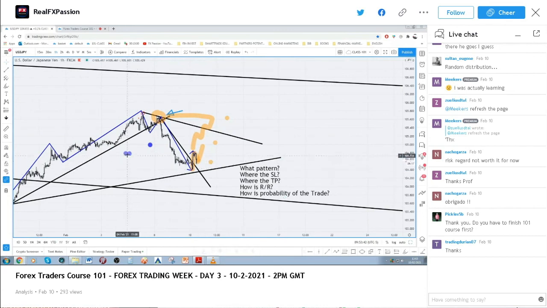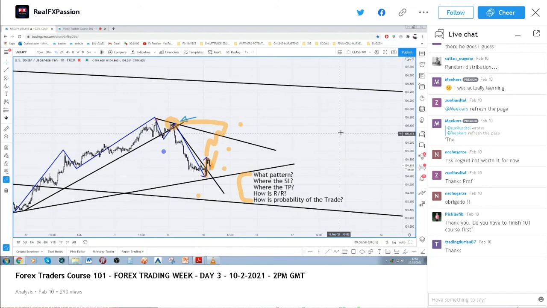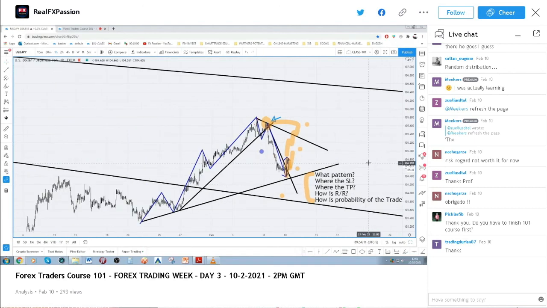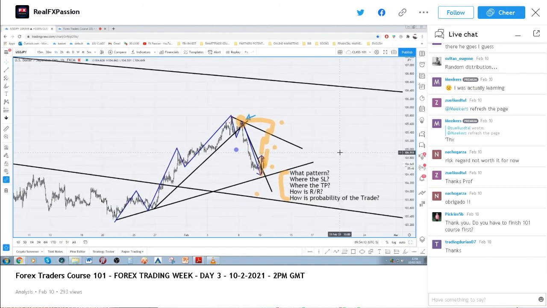Passion, this is too confusing. Go back to the recordings and start to learn. Watch lessons number 1, 2, 3 to 15. You have 15 lessons, everybody. We covered all of this in the previous 15 lessons. Risk, reward, not worth it for now? Well, it depends on the stop loss and the take profit. It depends on the pattern. Garza, this is too general, risk, reward, not worth it. It depends on the pattern.